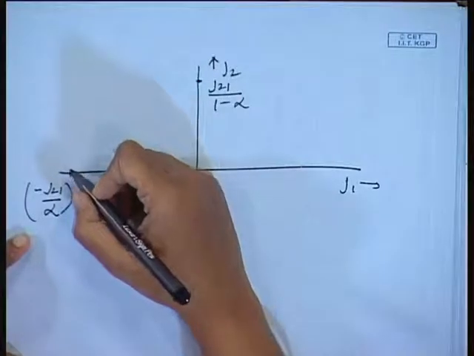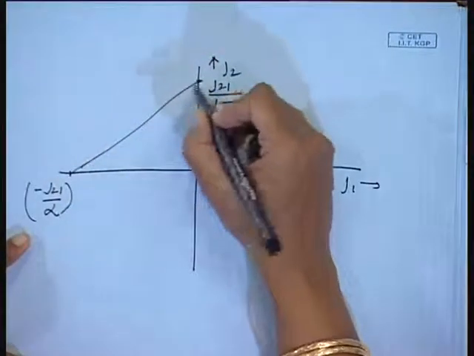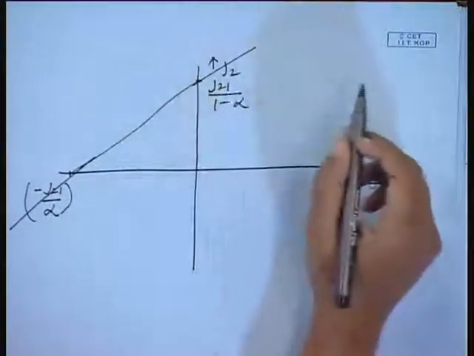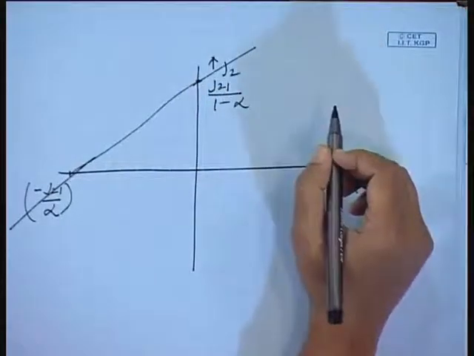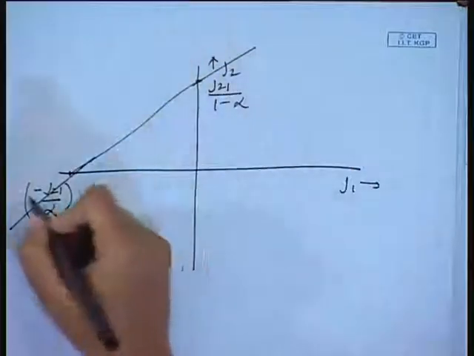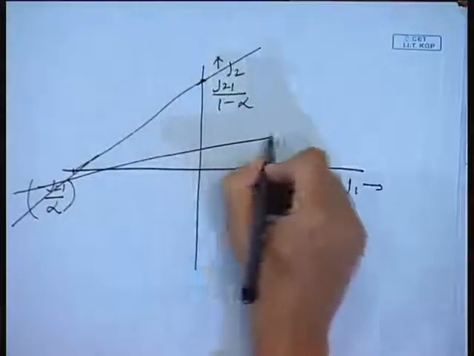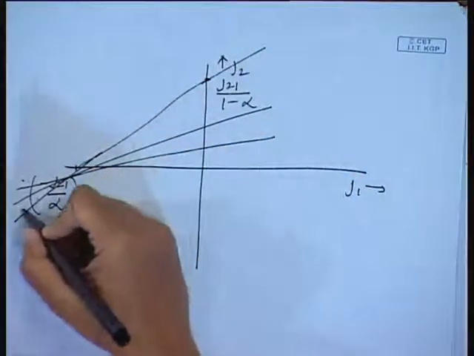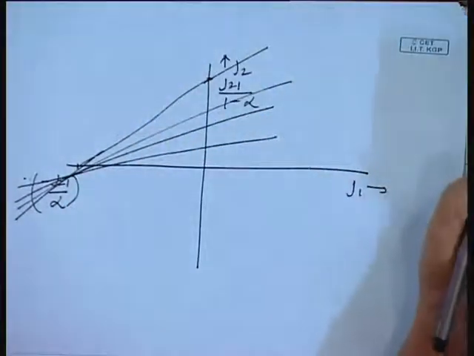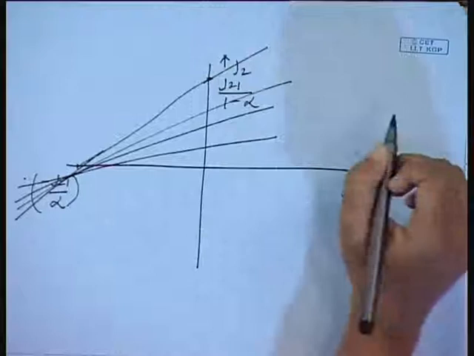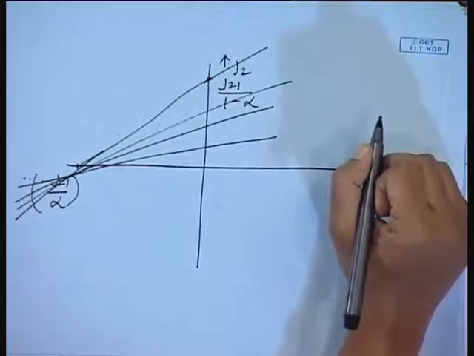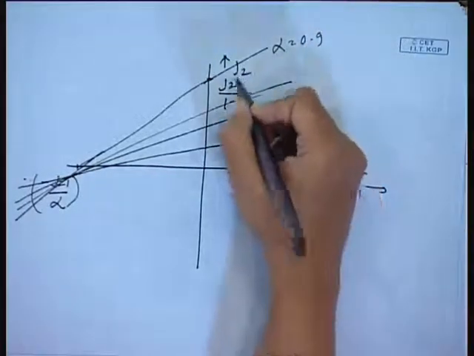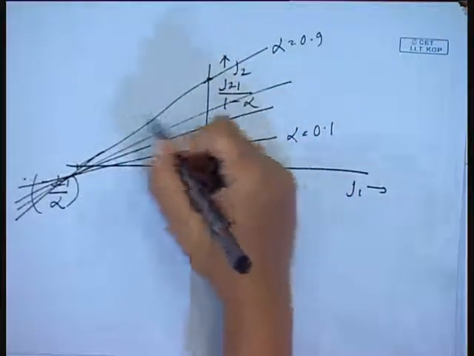So, what are we going to get? We are going to get a straight line something of this sort. This is for one particular alpha. If we go for lower and lower alpha, we get something of this sort. Again, if we go for a higher alpha, we get something of this sort. In this way we get different straight lines for different alpha values. Maybe this is for alpha equals 0.1, this is for alpha equals 0.9, and so on and so forth. I could not draw it very well.